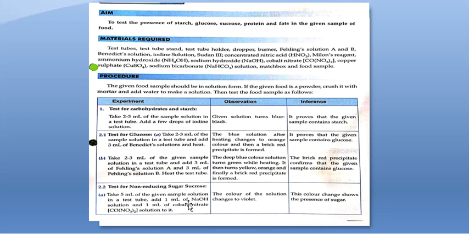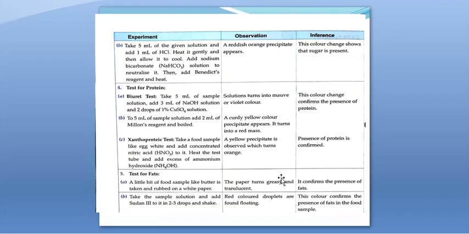When we test for a non-reducing sugar, sucrose, let's take 5 ml of given sample solution in a test tube, add 1 ml of sodium hydroxide and 1 ml of cobalt nitrate. The color of the solution changes to violet color. This color change shows the presence of sugar.